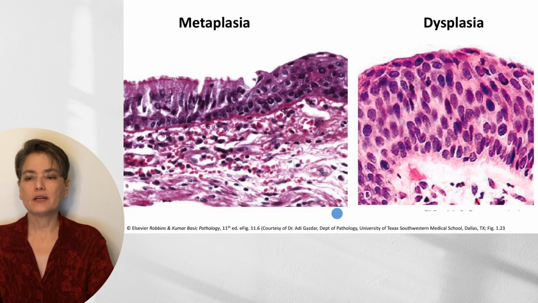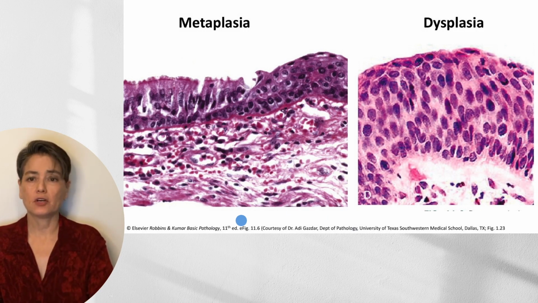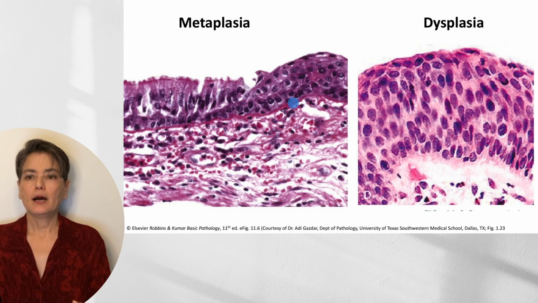So this is just two images to show you what we can see before we get to invasive carcinoma. This is not considered a precursor lesion. This is simple metaplasia in response to cigarette smoke. We have our bronchial epithelium here with its cilia that is being replaced by squamous metaplasia. This can then progress to dysplasia, which we can see here in this image from Robbins and Kumar Basic Pathology.